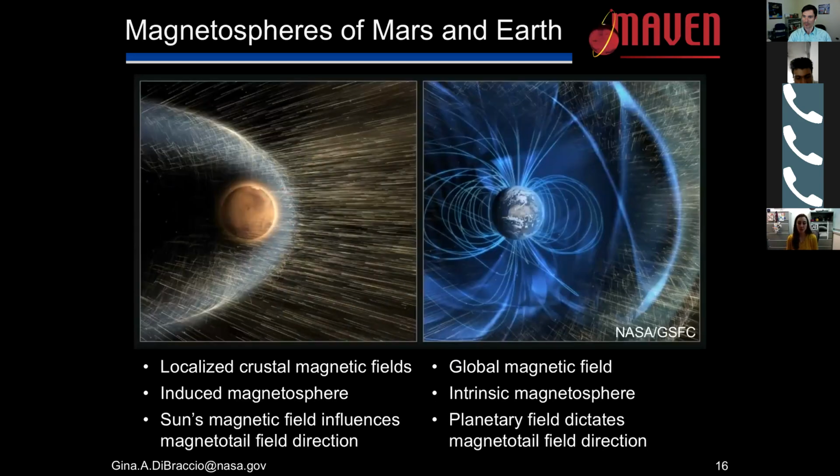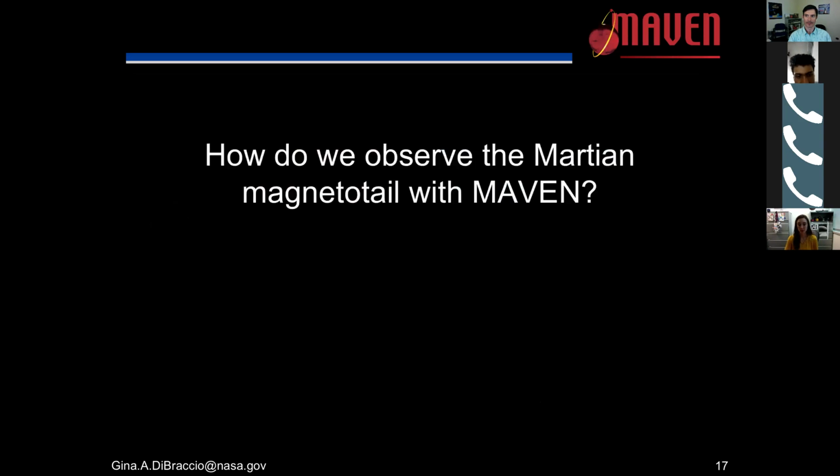So here I just want to take a moment to once again really highlight the differences between Mars and Earth as far as their magnetospheres are concerned. At Mars, we have localized crustal magnetic fields, while at Earth, there's a global magnetic field. At Mars, it forms the induced magnetosphere, when at Earth, it's an intrinsic magnetosphere. And at Mars, the sun's magnetic field will influence the magnetotail field direction, where at Earth, it's the planetary magnetic field that will really dictate the magnetotail and what's going on.